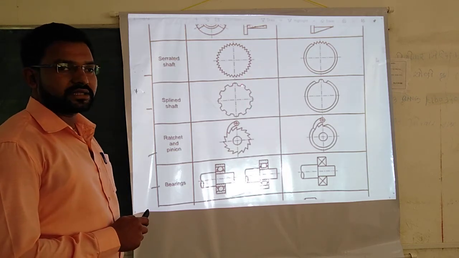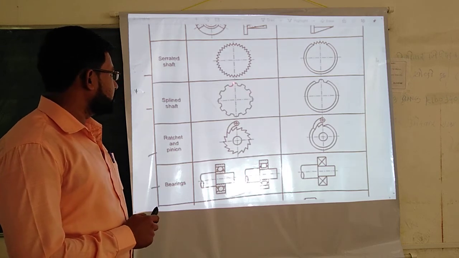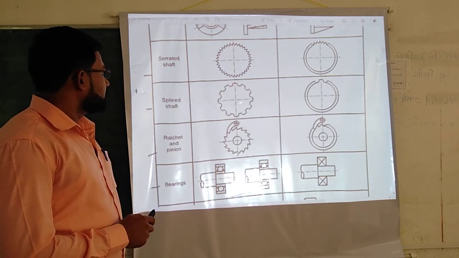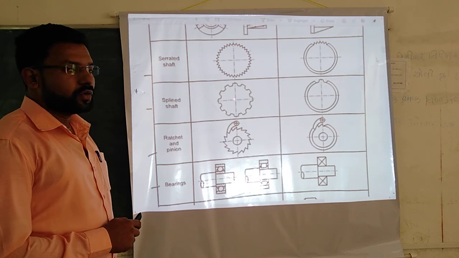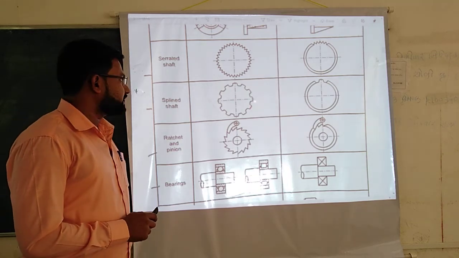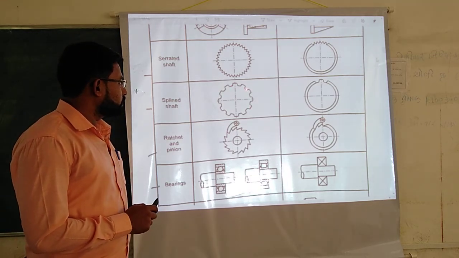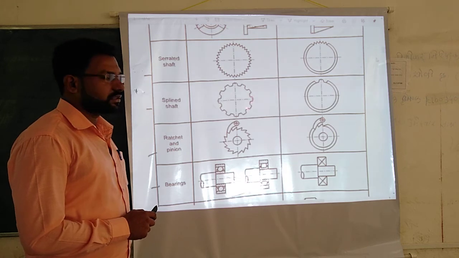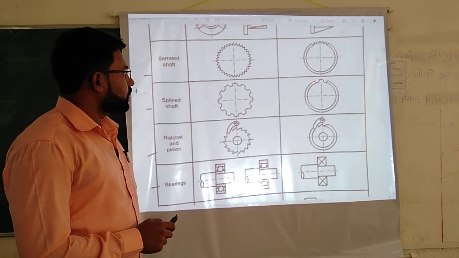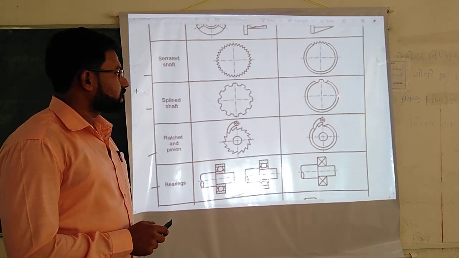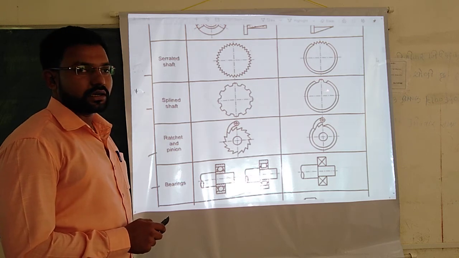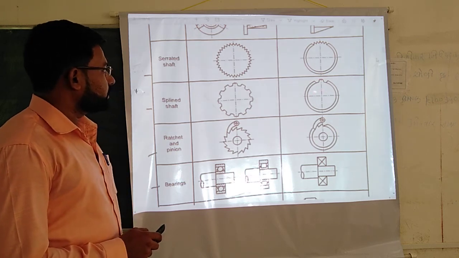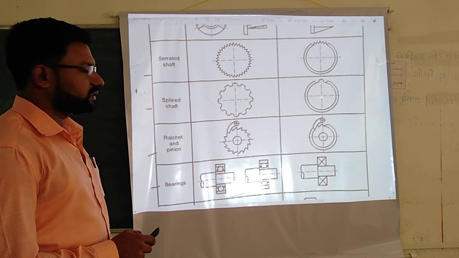Means this will provide the sliding motion. There is sliding motion in this spline shaft. If you want to conventionally represent it, then there is no need to draw all these splines. You have to show only one spline and two circles, that is, the outer circle and the inner circle. So you will conventionally represent this spline shaft.